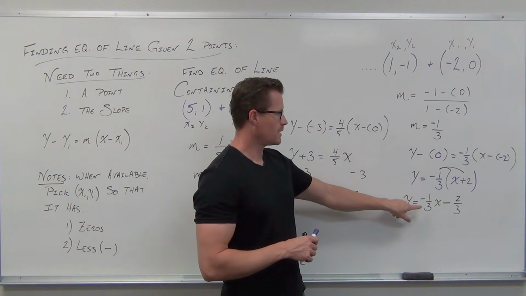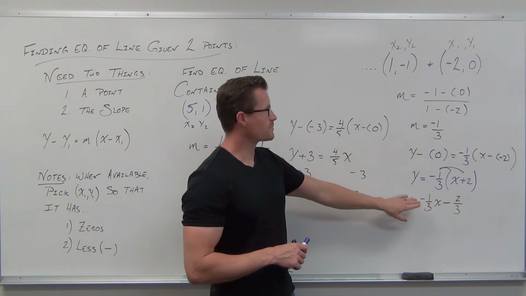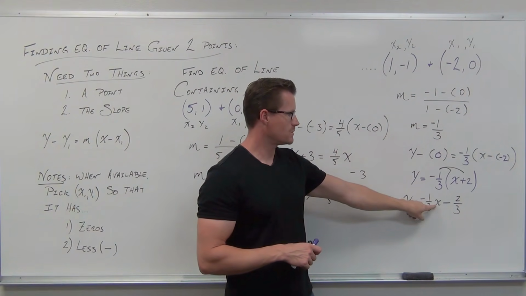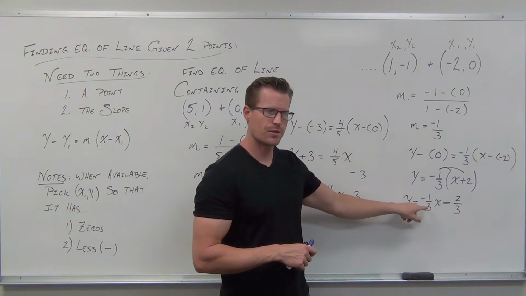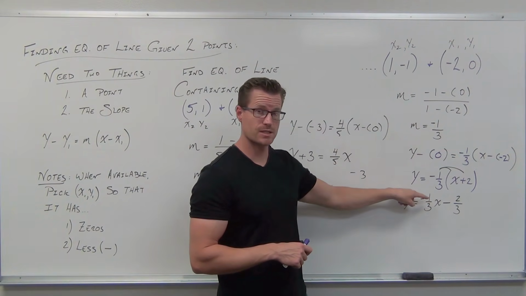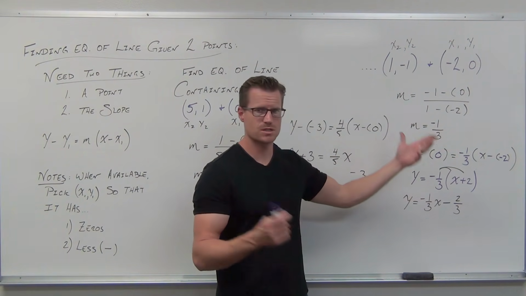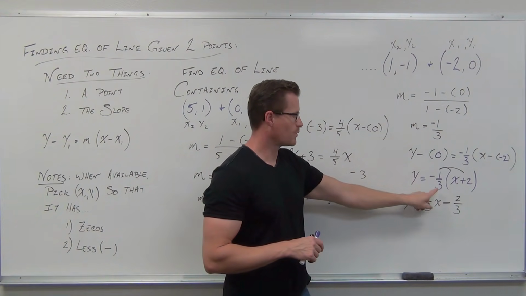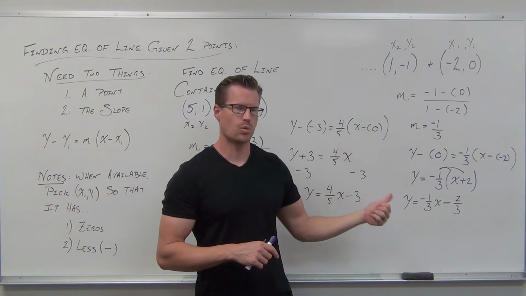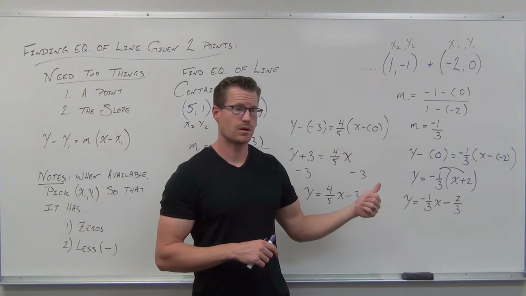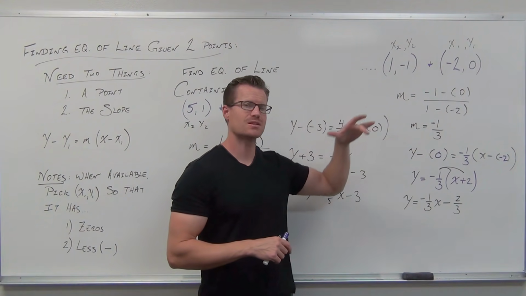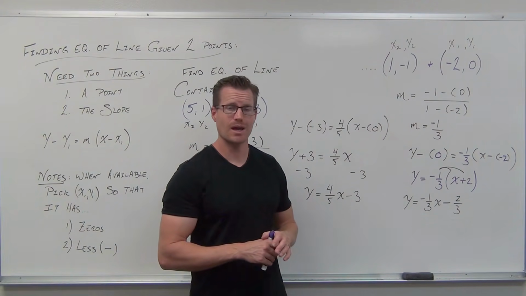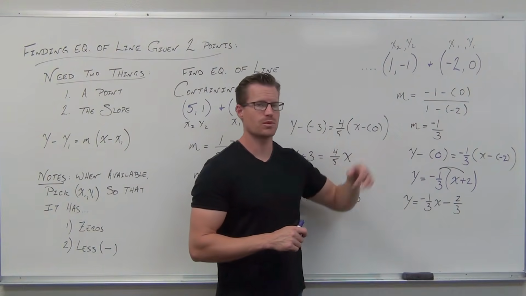We can prove it. Your slope, okay, that looks good. Let's plug in -2. It better give me 0. So if I plug in -2, negative 1/3 times negative 2, that's positive 2/3. Minus 2/3, 0. I know I'm right. Now we plug in 1, we better get negative 1. If I plug in 1 here, negative 1/3 times 1, that's negative 1/3. Negative 1/3 minus 2/3 is negative 1. So I know that both of those points work. That means that's the equation that contains both of those points.